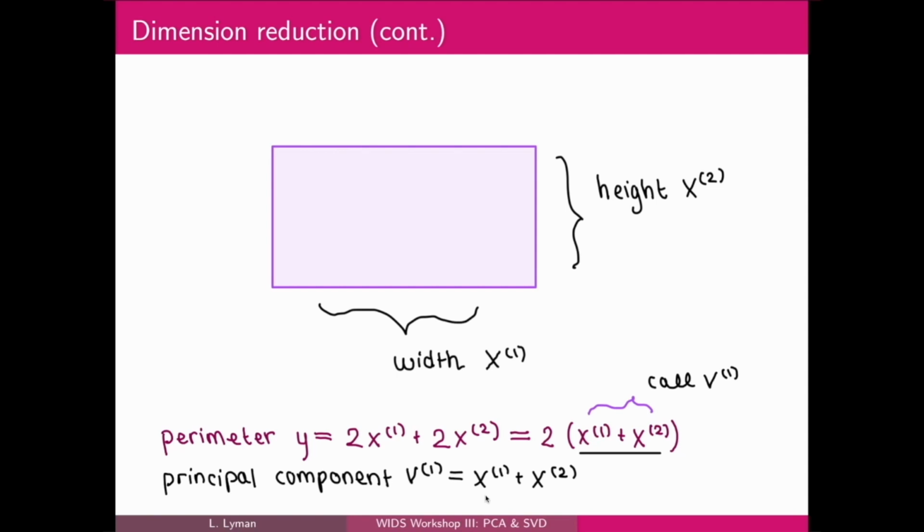You might think, okay, Laura, this makes sense in the rectangle example, but in the real world, does this actually happen? And the answer is yes. You'll be surprised. We can do this all the time, and PCA is surprisingly effective.